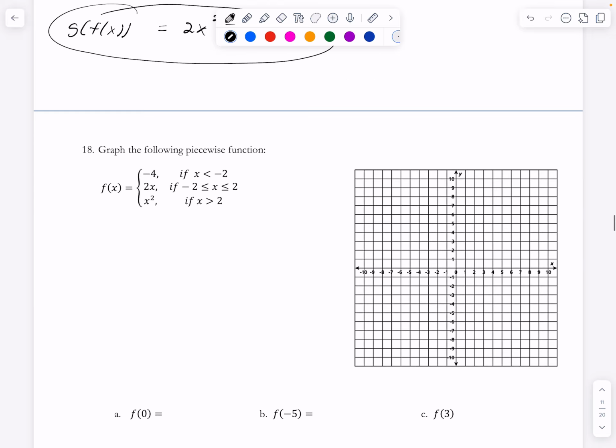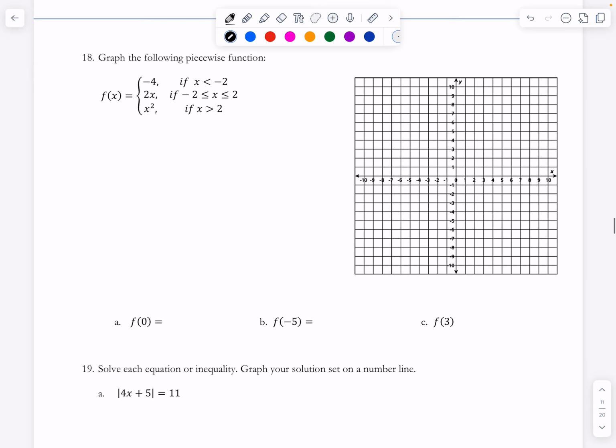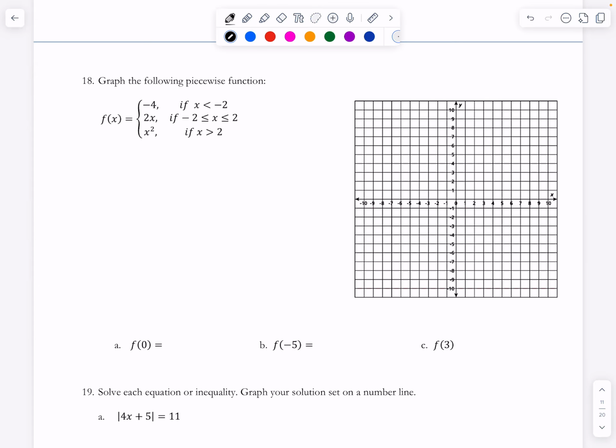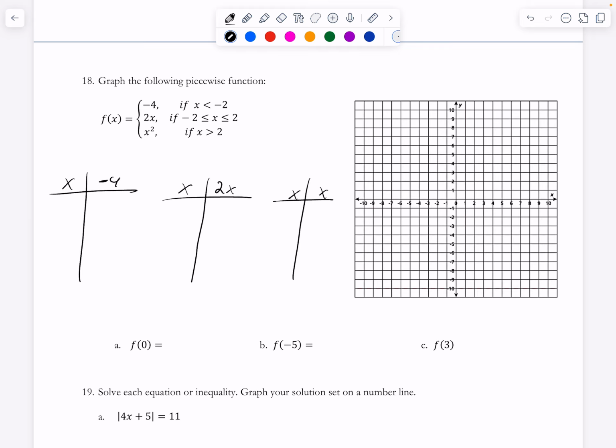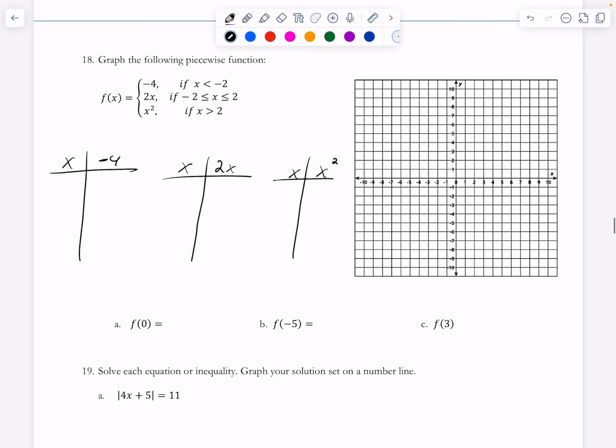All right, last thing I'm going to do in this video is piecewise. So piecewise functions, I'm going to make 3 t-charts. One for my first piece, one for my second piece, and one for my third one. All right, plugging in based on my values here. Values that are less than -2, I know I'm breaking the rule there, -3, -4, -5. All of those will be the same y value of -4.